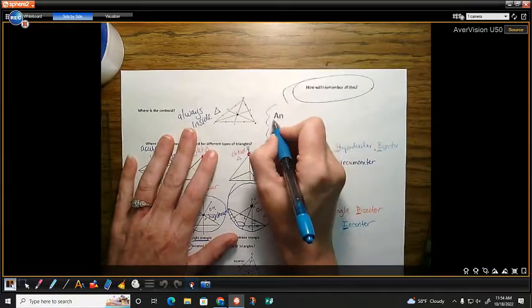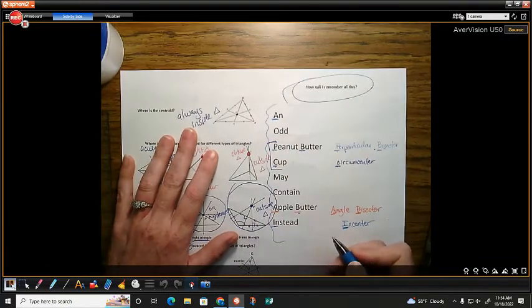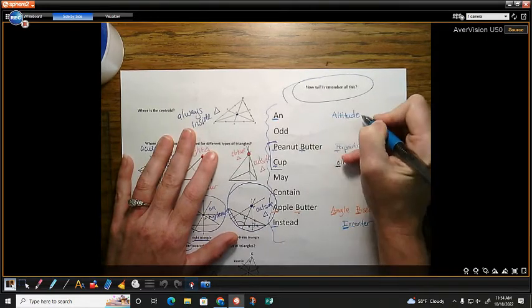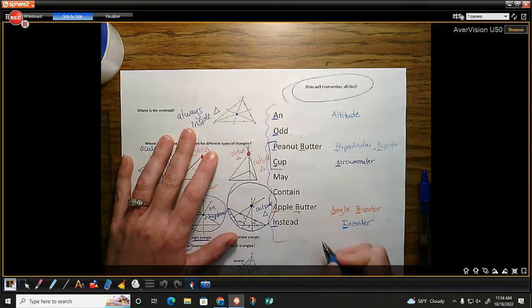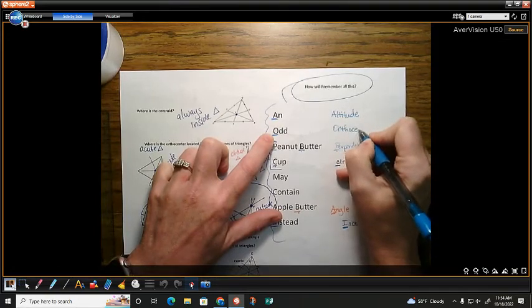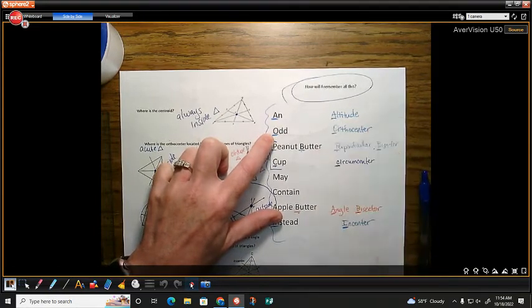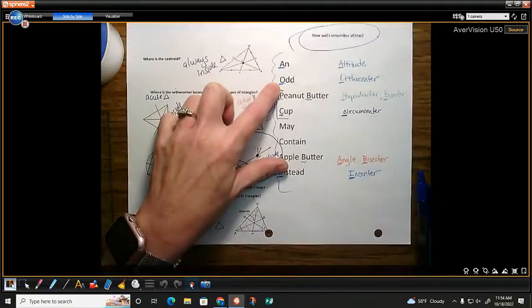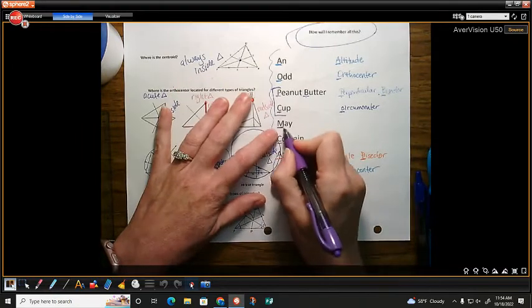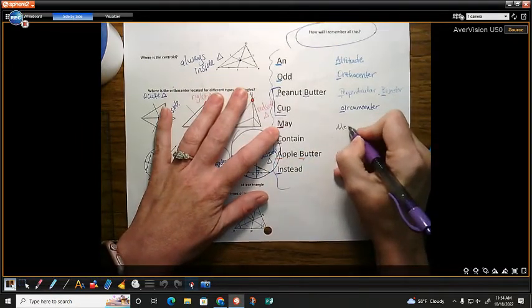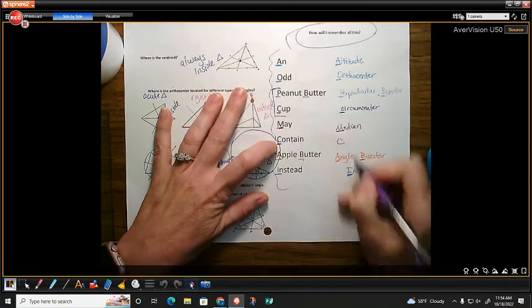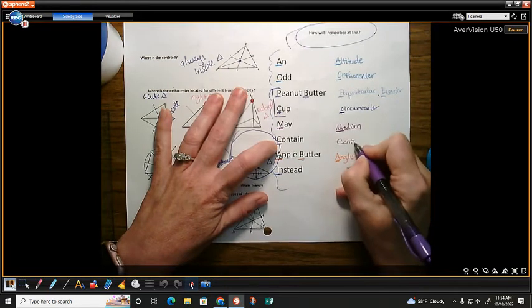So what do you think this A in "and" stands for? Altitude. And what's its special point of concurrency? The O for orthocenter. And the M for "may contain," what do you think that M is? Median. We'll go with contain. What's that C going to be? Centroid.